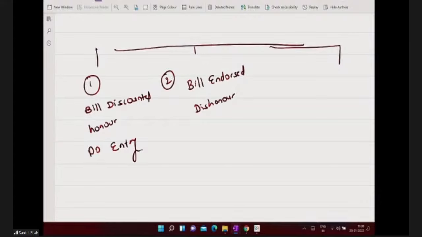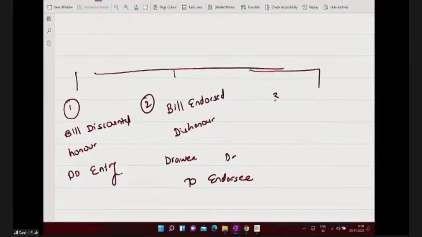So first entry was bill discounted honor and second entry is bill endorsed dishonor. Entry will be, yes, for bill endorsed dishonor: drawee account debit to endorsee. Drawee account debit to endorsee. Third case.